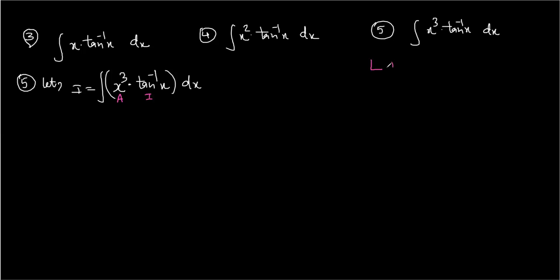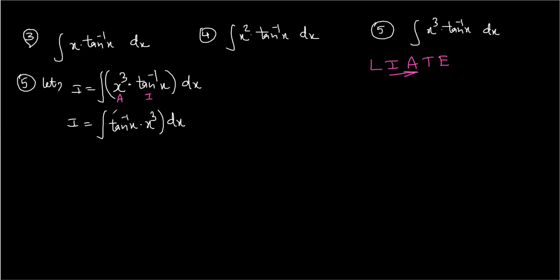But the priority code that we follow is LIATE. According to this priority code, inverse trigonometric function comes before algebraic function. Inverse, then algebraic. Here it is not proper as per the priority code. It is AI. So I should first change the order before applying integration by parts. So I write here tan inverse x into x cube dx.